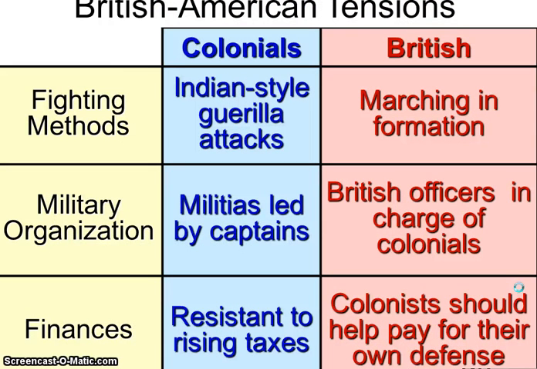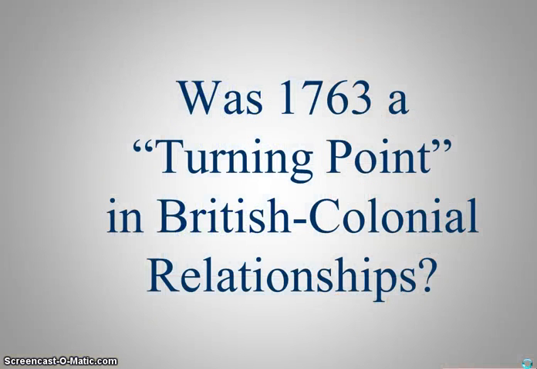You had different varieties of fighting methods. The colonials had a more Indian-style guerrilla attack military organization. The militias were led by captains, and they resisted rising taxes. The British's traditional fighting method was marching in formation, a very old style of fighting. British officers were in charge of the colonials, and the feeling was that the colonists should pay for their own defense.